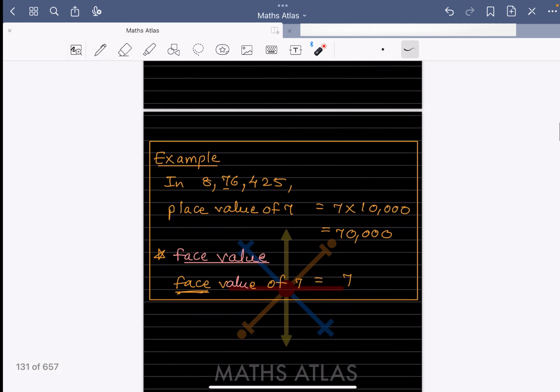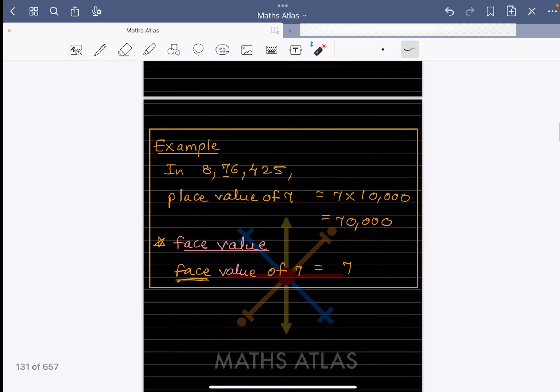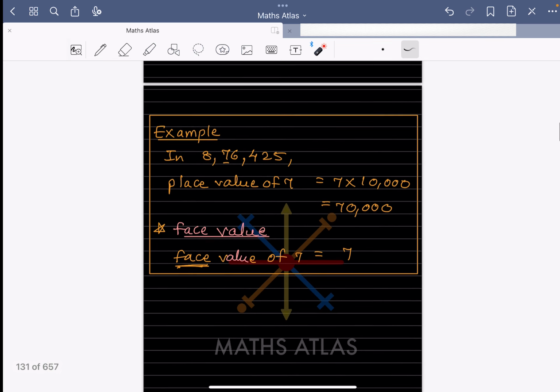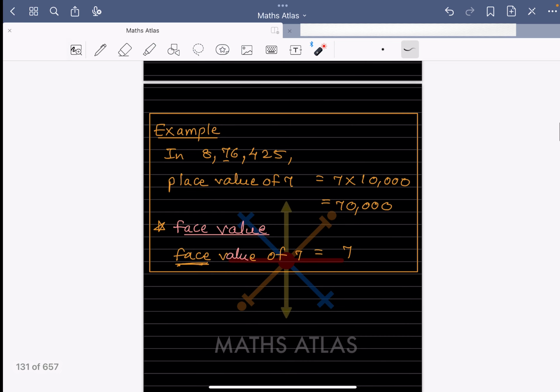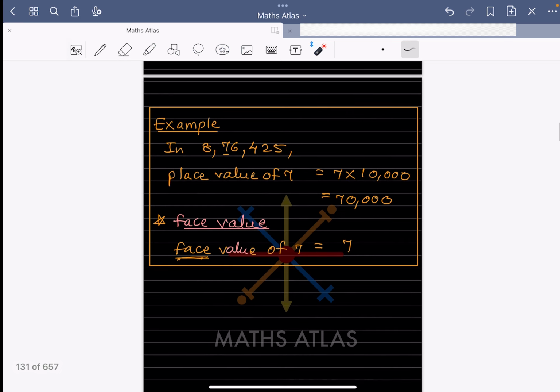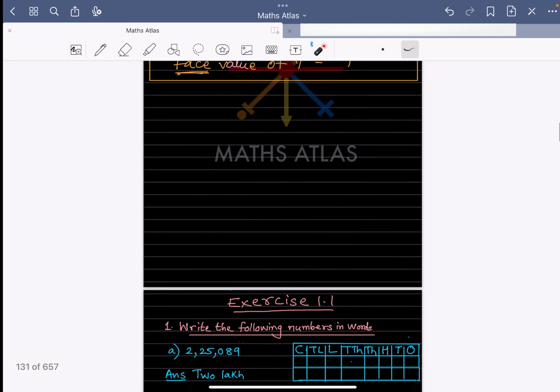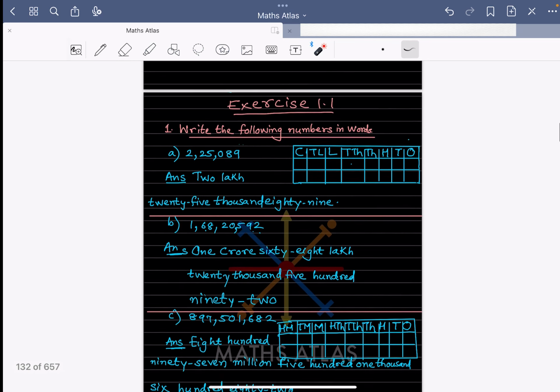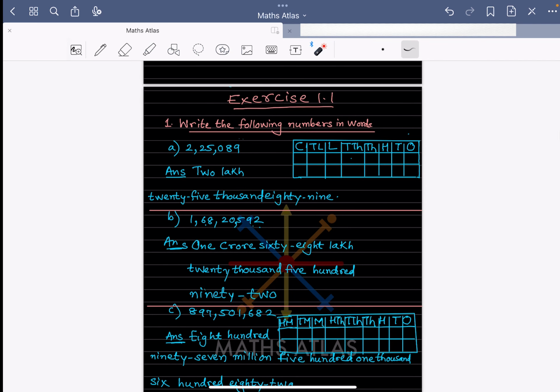So later on, again for this also, we'll see more examples. This was just a brief explanation of the face value and the place value. So now we'll go directly for the exercise, okay? So now what they have asked for the first question is to write the following numbers in words. Okay, so here this is given as 2,25,089.